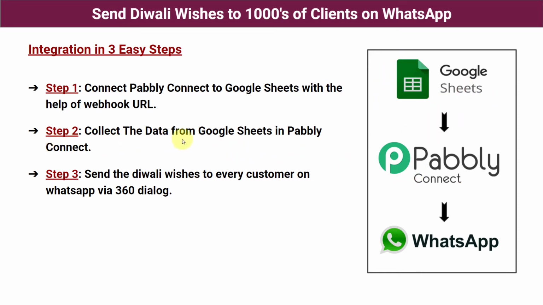Now step number 2 says collect the data from Google Sheet in Pabbly Connect. Okay, so the information of the customers which is added in the list, I want that information to get transferred to Pabbly Connect.